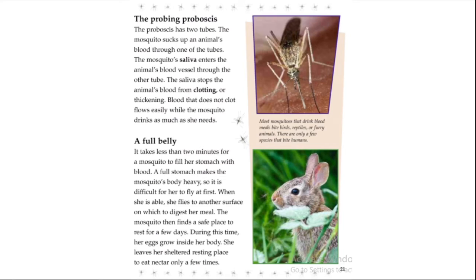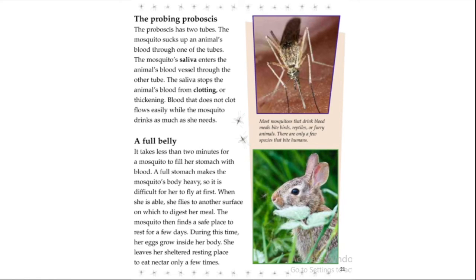The mosquito sucks up the animal's blood through one of these tubes. The mosquito's saliva enters the animal's blood vessel through the other tube. The saliva stops the animal's blood from clotting or thickening. Blood that does not clot flows easily while the mosquito drinks as much as she needs.